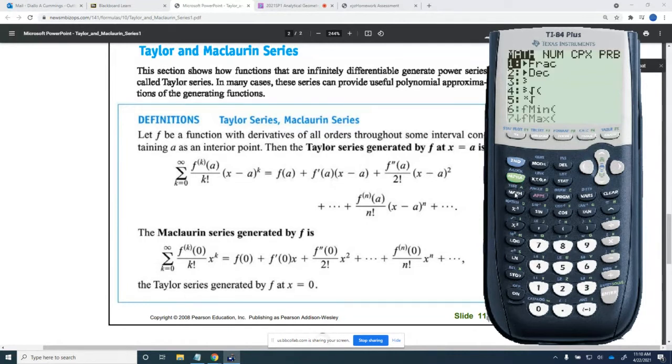2 factorial equals 2. All right, 3 factorial equals 6. So here's what's going on for 1 factorial.